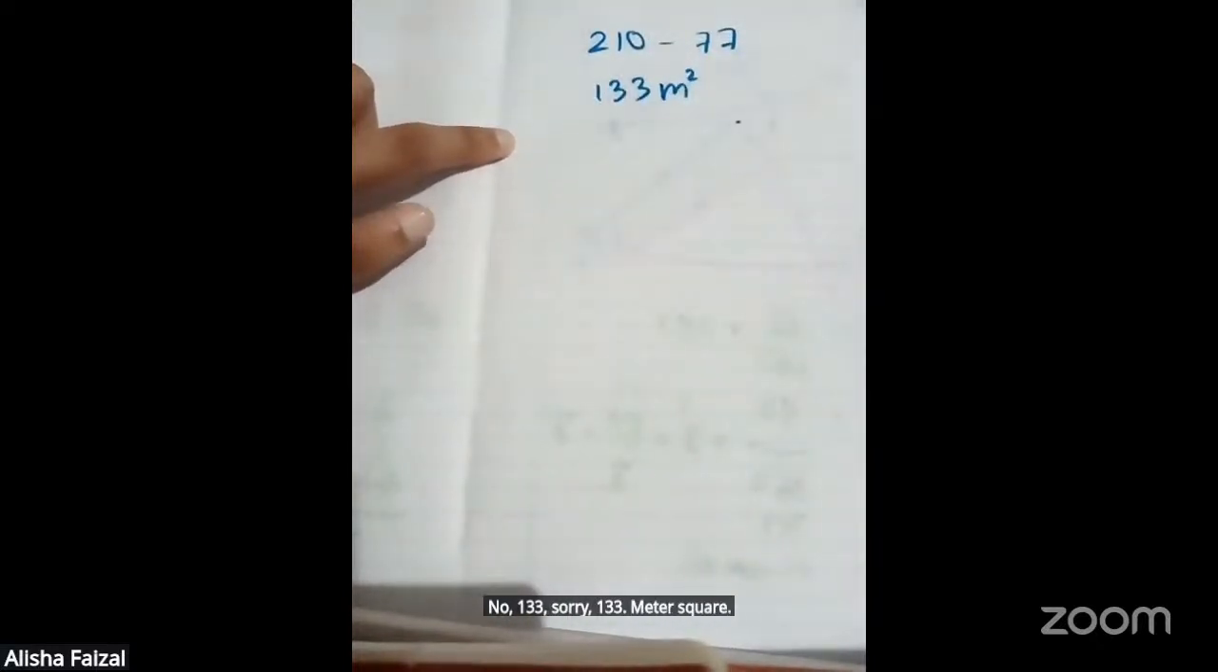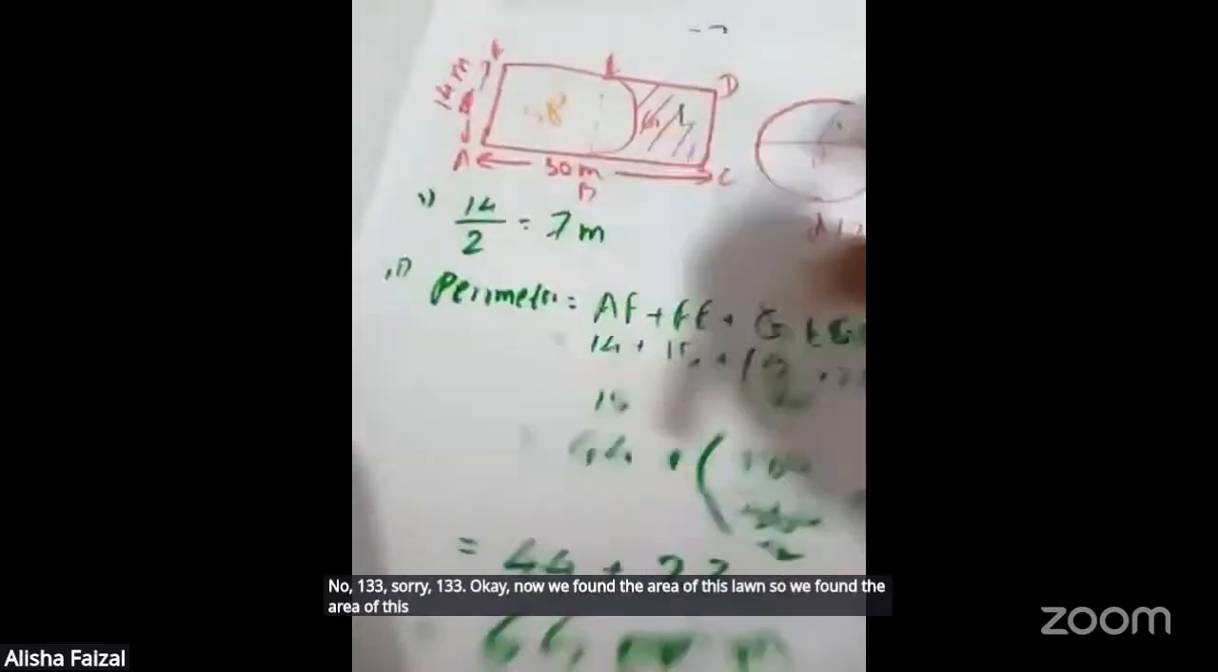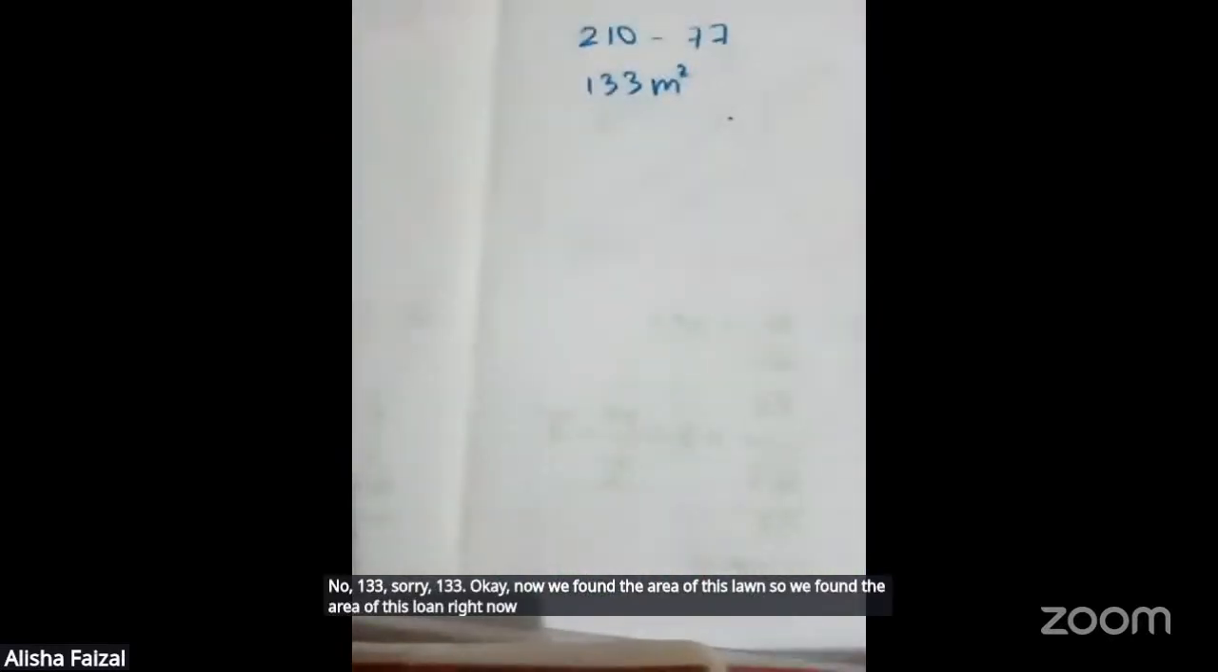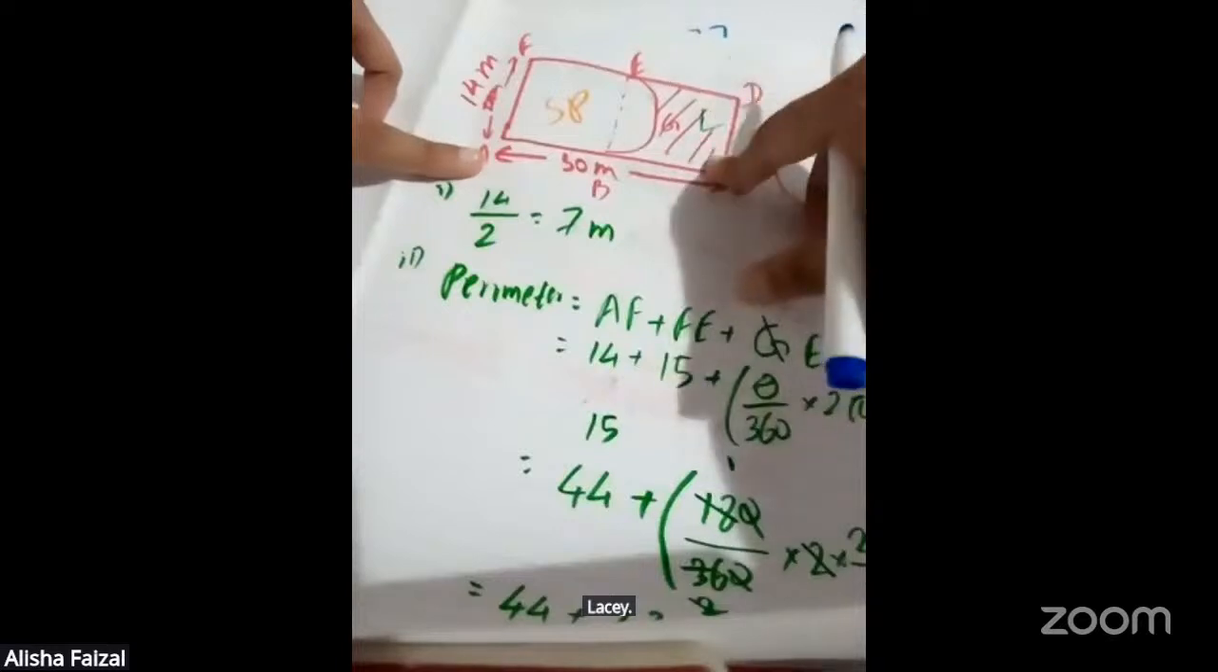Now we found the area of this lawn. Now what does the question say? The question says the area of the lawn is equal to the area of the rectangular portion we are going to build. And one more thing they say, for the rectangular portion, the breadth is DC.